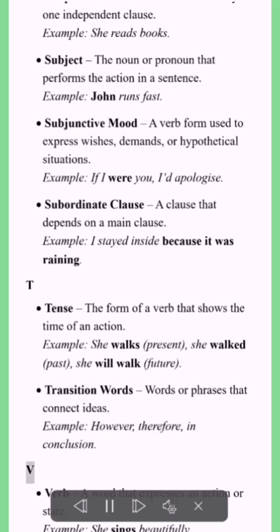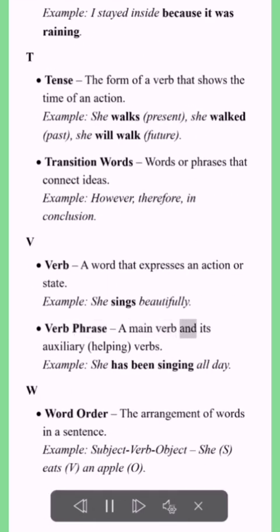V. Verb, a word that expresses an action or state. Example: she sings beautifully. Verb phrase, a main verb and its auxiliary, or helping, verbs. Example: she has been singing all day. W. Word order, the arrangement of words in a sentence. Example: subject, verb, object: she (S) eats (V) an apple (O).